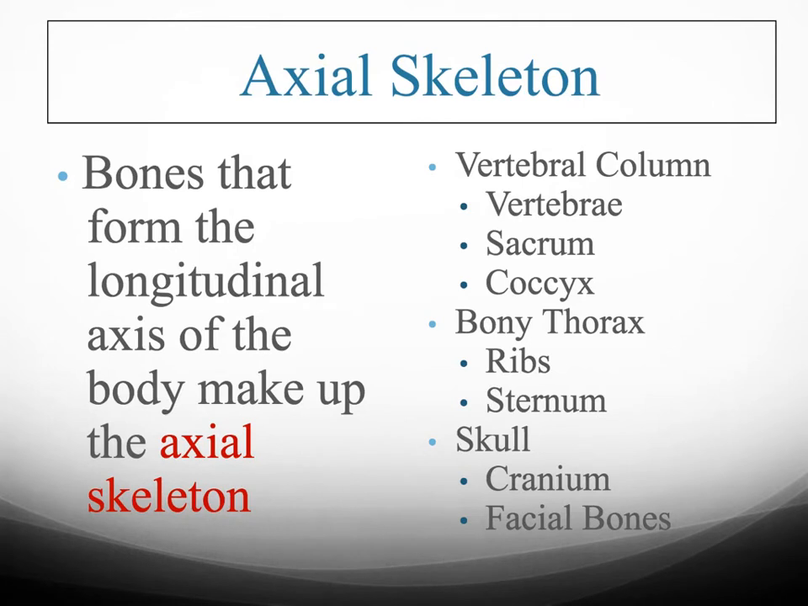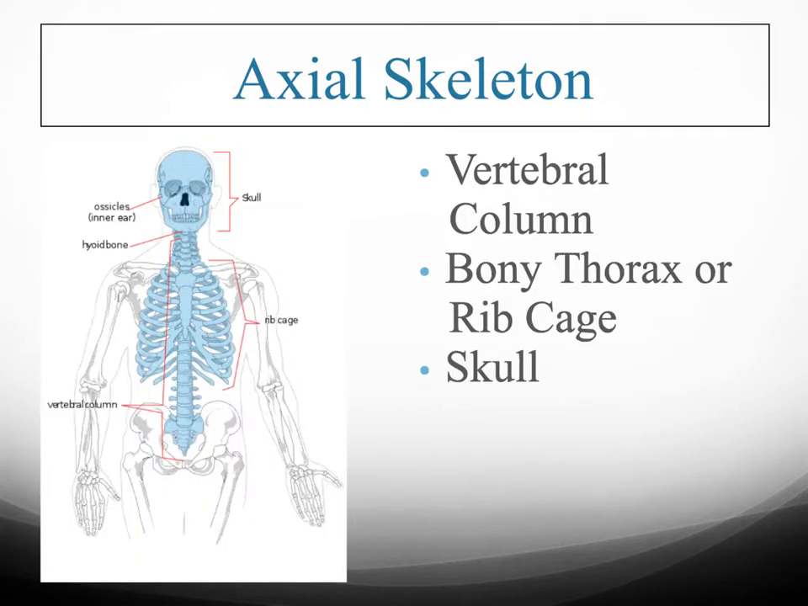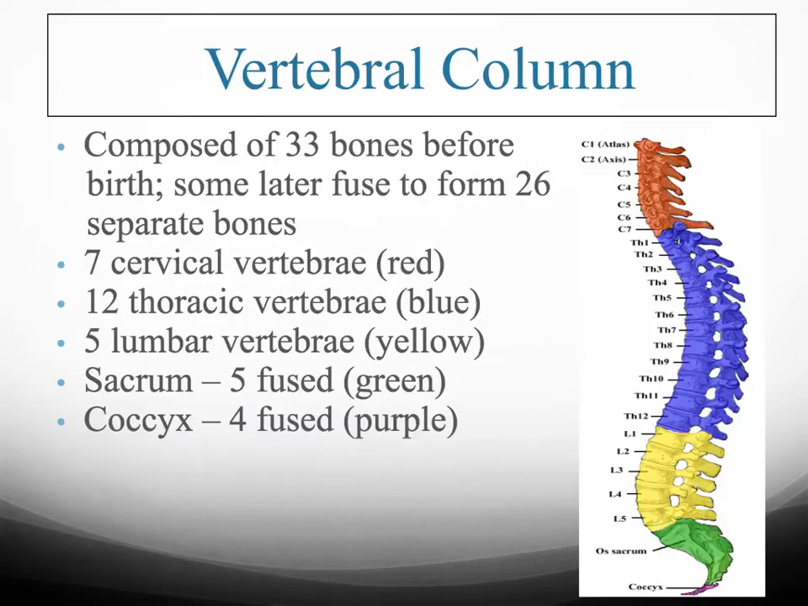Okay, once again, I'm not going to read all of this, but the parts of the axial skeleton are the vertebrae, the vertebral column, the ribs, the sternum, the skull, and all of your facial bones. They're pictured here in blue. All of those are the axial, kind of the core of your skeleton. The vertebral column, I'm not going to test you on all the specifics of this. You have 33 bones from before birth, then some of them are going to fuse together, so you'll end up with 26 separate bones in your vertebral column.